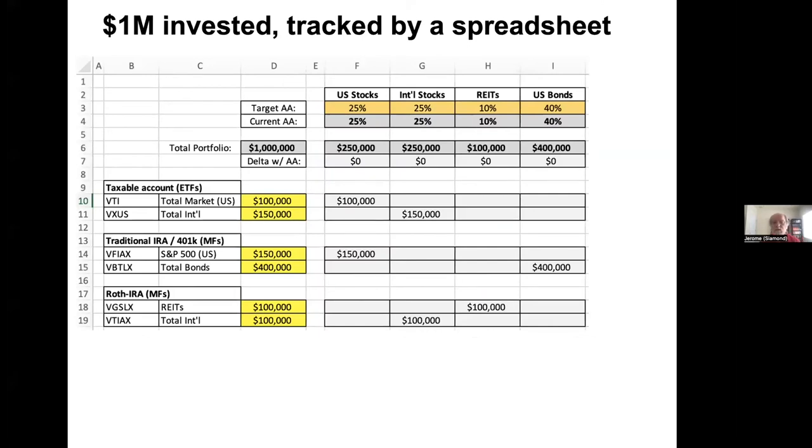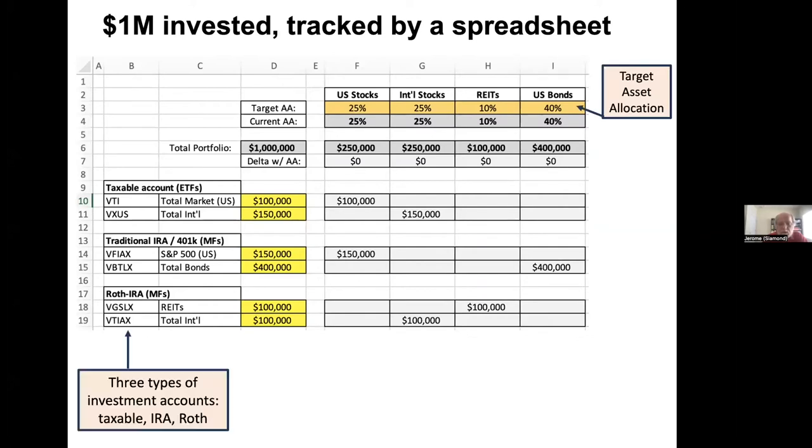So here is my little spreadsheet. Please pay attention, because I'm going to use that format a good deal. I designed it so that it is very simple, and the formulas, I believe, are extremely easy to understand. But please bear with me a little bit while I explain. So here I put rows, and you can see the three types of accounts that I was speaking of: a taxable account, a traditional IRA, or maybe a 401k, and the Roth IRA.